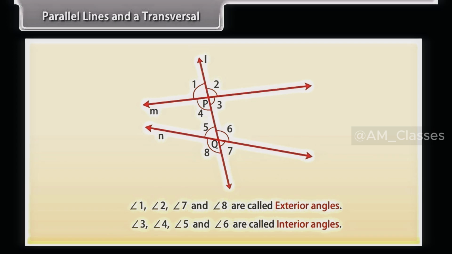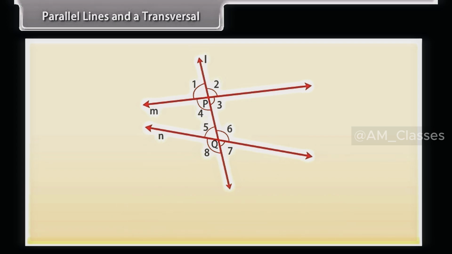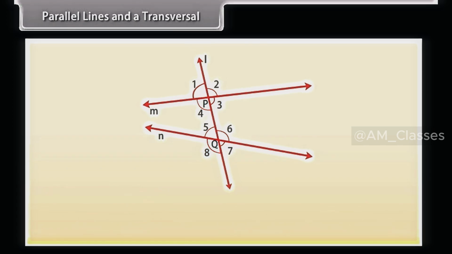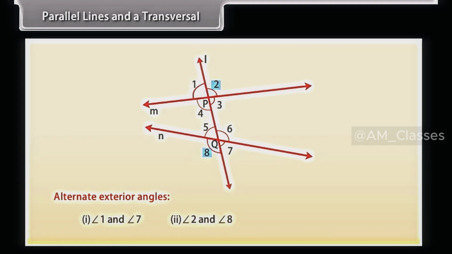We have also studied that when a transversal intersects two lines, we get some pairs of angles. Let's go through them one by one. First is corresponding angles. These are angle 1 and angle 5, angle 2 and angle 6, angle 4 and angle 8, angle 3 and angle 7. Second is alternate interior angles. Those are angle 4 and angle 6, angle 3 and angle 5. Then comes alternate exterior angles, and they are angle 1 and angle 7, angle 2 and angle 8.